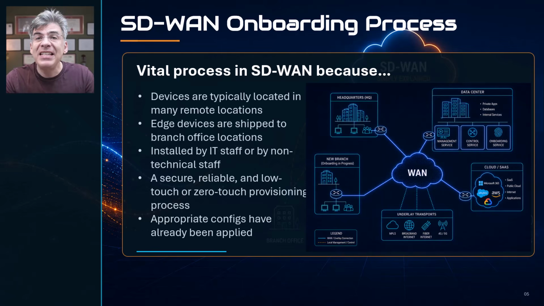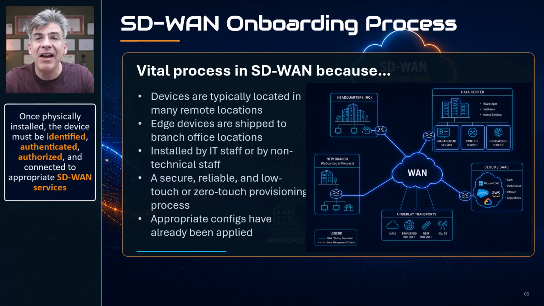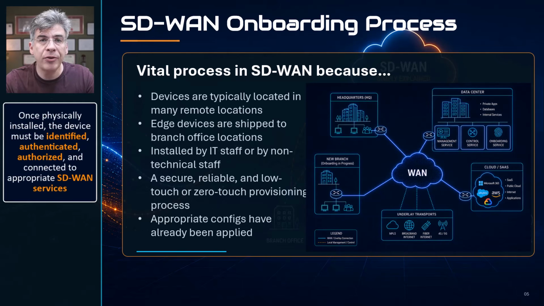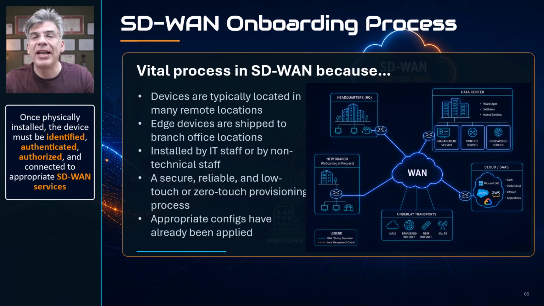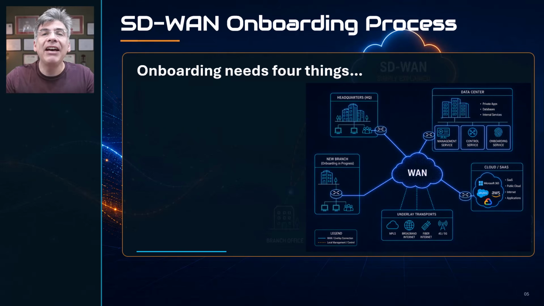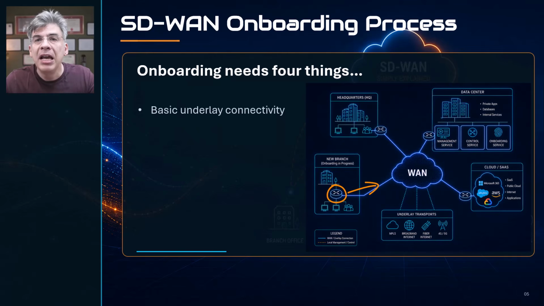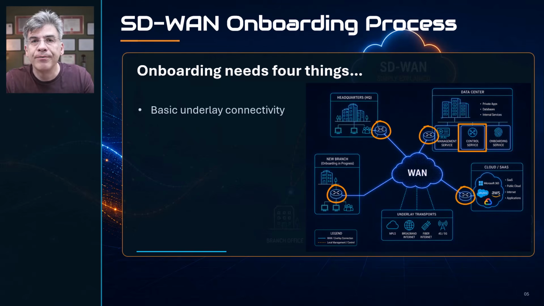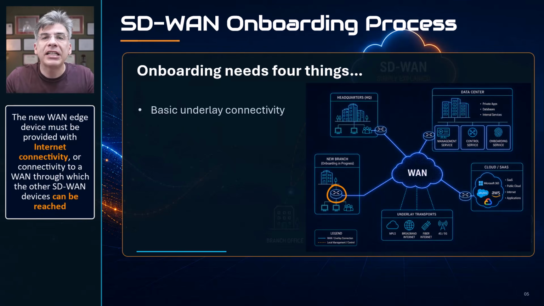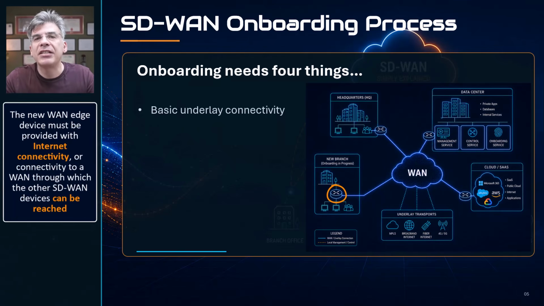So once it gets physically installed, before the device becomes part of the fabric, it must be identified, authenticated, authorized, and connected to the correct SD-WAN services. Now, at a high level, onboarding requires four things. First, the device needs basic underlay connectivity. It must be able to initially reach the orchestration or onboarding service, but it must also be able to eventually reach the SD-WAN control service as well as the other edge routers. This is done by the use of one or more WAN transport technologies locally deployed at the new branch. In other words, internet connectivity must exist using any of these technologies.